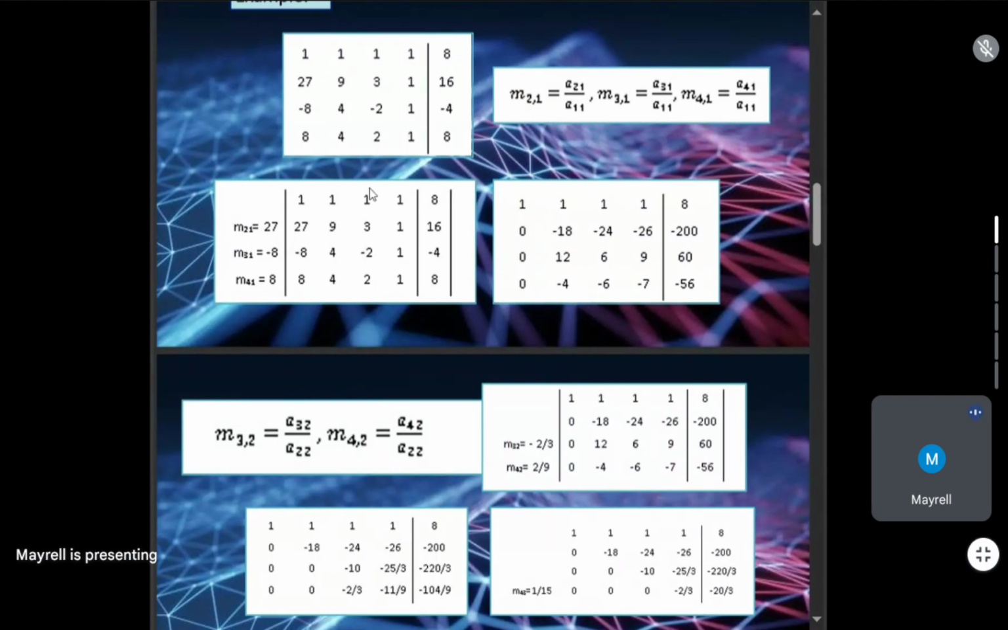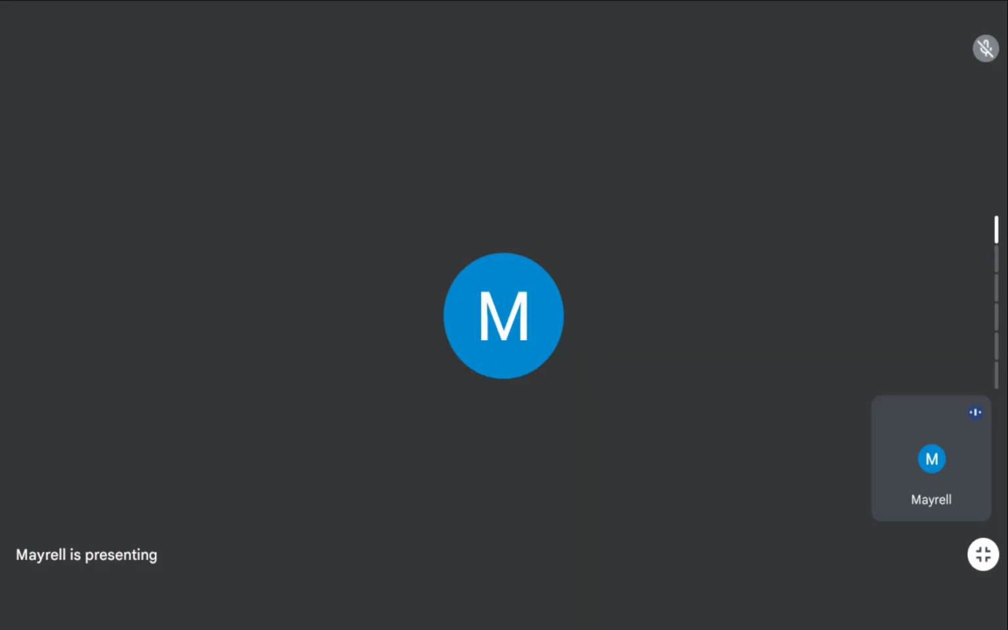So what you will do is this element in A21: 27 minus the M for this row, that's 27 times the element from row 1. So it's 1. So 27 minus 27 times 1 is 0. So it becomes 0.